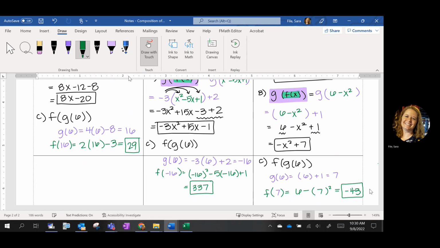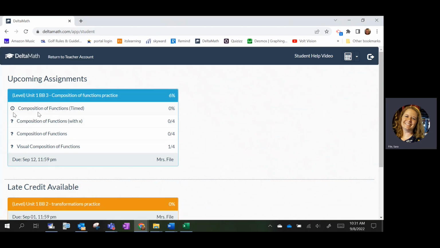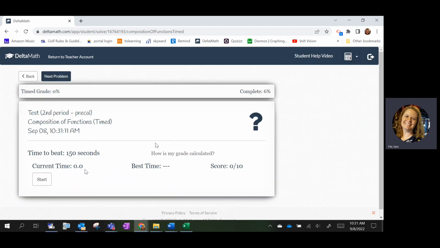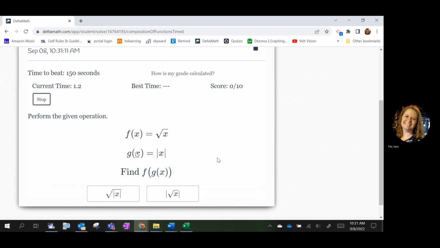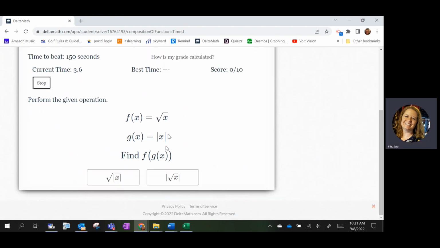All right. How are y'all feeling about composition functions? Good? Okay. Your practice for this is in Delta Math, and it has 4 types of problems. One of them is the timed one, where you are simply determining, when you click start, they give you f and g, and they just say which one of these is f of g of x. So it's just making sure you understand which one's input, which one's output.